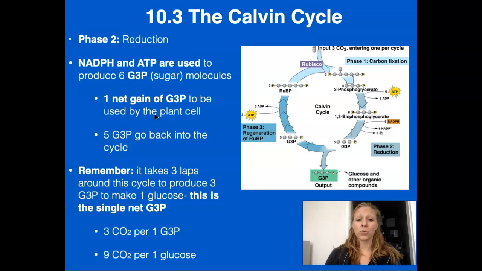And so remember, it takes 3 laps around the cycle to produce 3 G3P molecules. And it takes 3 G3P molecules to make a glucose molecule. And so this is the single net G3P. So 3 carbon dioxides per 1 G3P and 9 carbon dioxides per 1 glucose molecule.